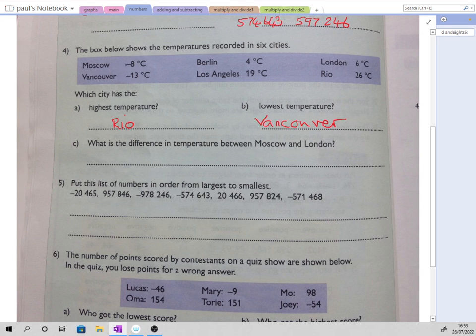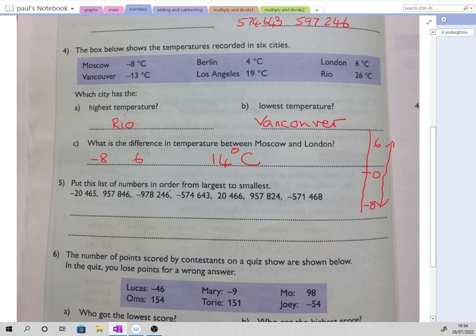What's the difference between the temperature in Moscow and London? Well, let's have a look. Moscow is -8 and London is 6. So we need the difference between -8 and 6. So over in the corner of the page, do your little line, put your 0 there. -8 is down there, which is Moscow. 6 is London, so we need the difference between all those. So we need 6 to get down to 0 and 8 to get down to -8. So 6 plus 8 is 14 degrees C.